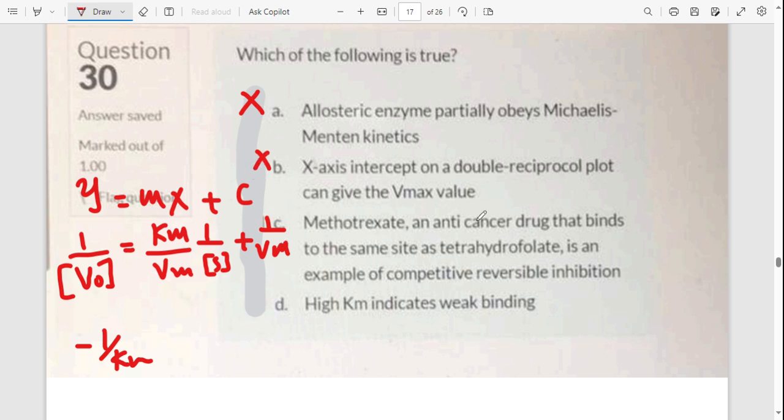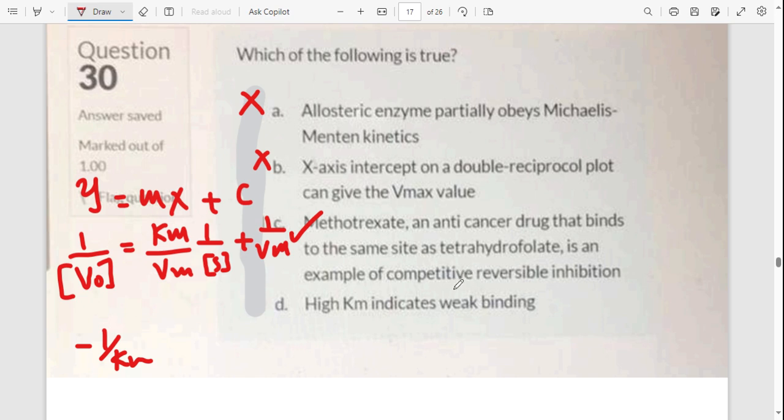Methotrexate, an anti-cancer drug that binds to the same site as tetrahydrofolate, is an example of competitive reversible inhibitor. So this statement is really not okay. Let's look at it properly. Methotrexate, an anti-cancer drug. Okay, for this one, this is actually true. Methotrexate is a competitive inhibitor.